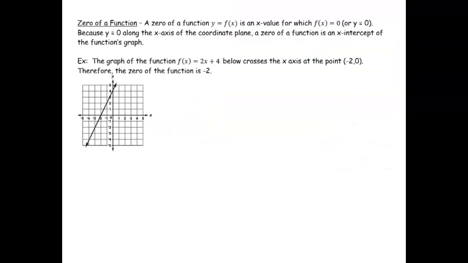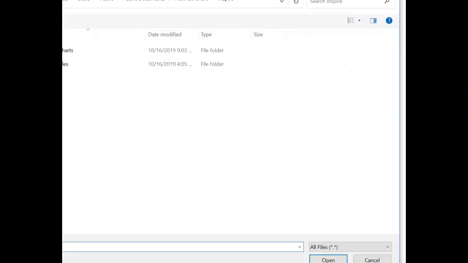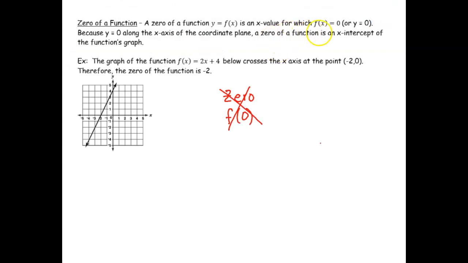All right, so another thing we're going to talk about is the zero of a function. Now be careful, because a zero of a function is not the same as f of 0. These are not the same. It says a zero of a function is an x value for which f of x is equal to 0, or y equals 0.